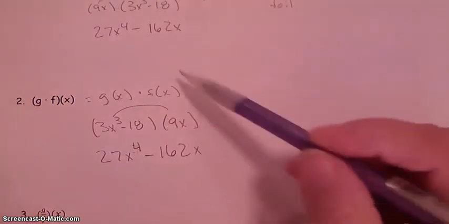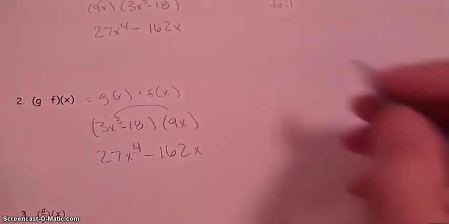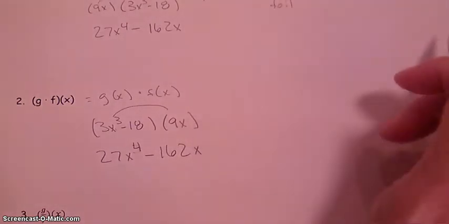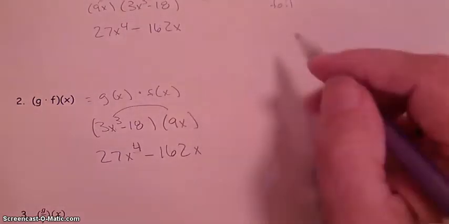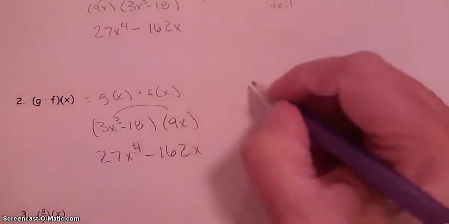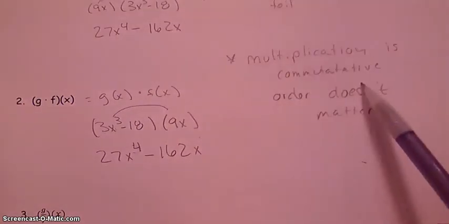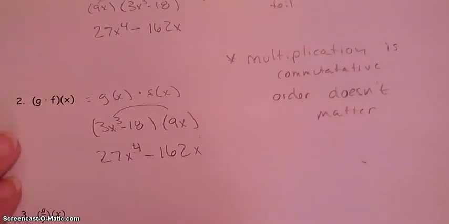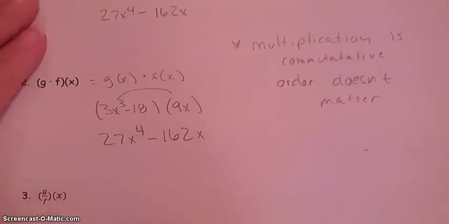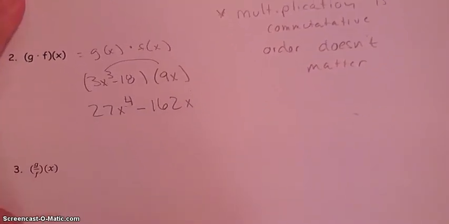So if you notice, from here order doesn't matter. So that must tell me that multiplication is commutative and order doesn't matter. Okay, so I'm going to write that down in my notes here. Multiplication is commutative and order doesn't matter. Alright, so go ahead and pause that if you need to write that down, and then come back and see me on the division.